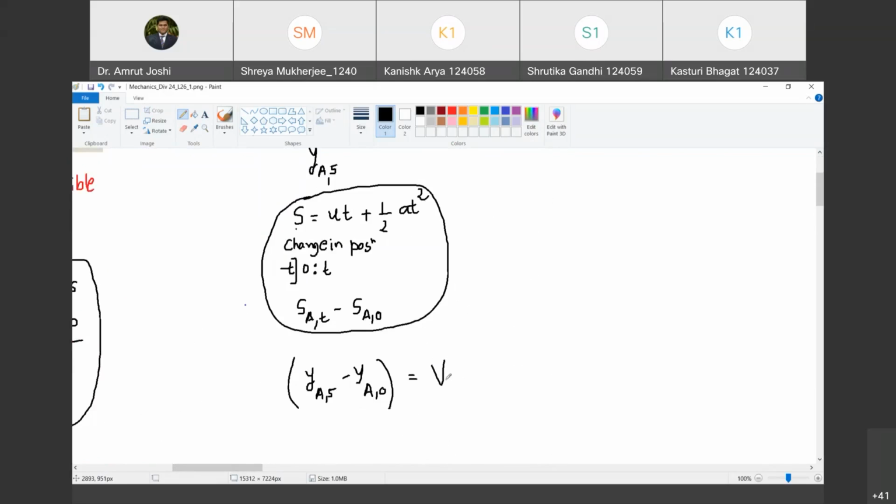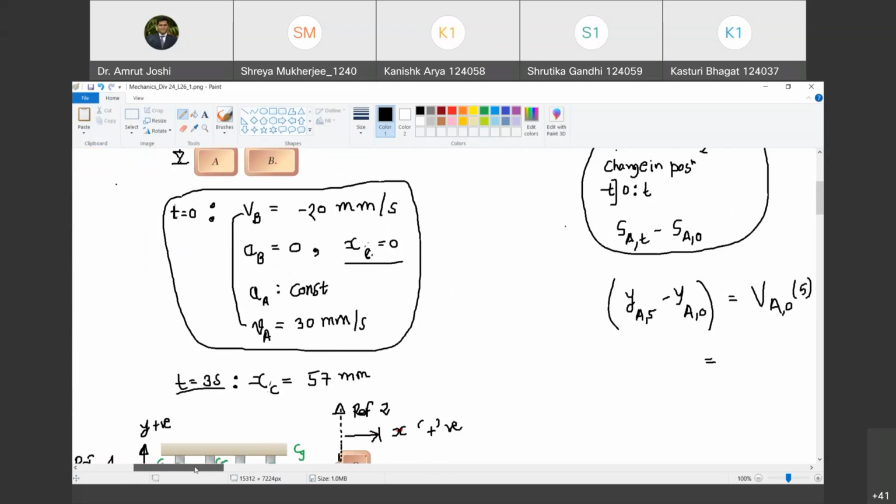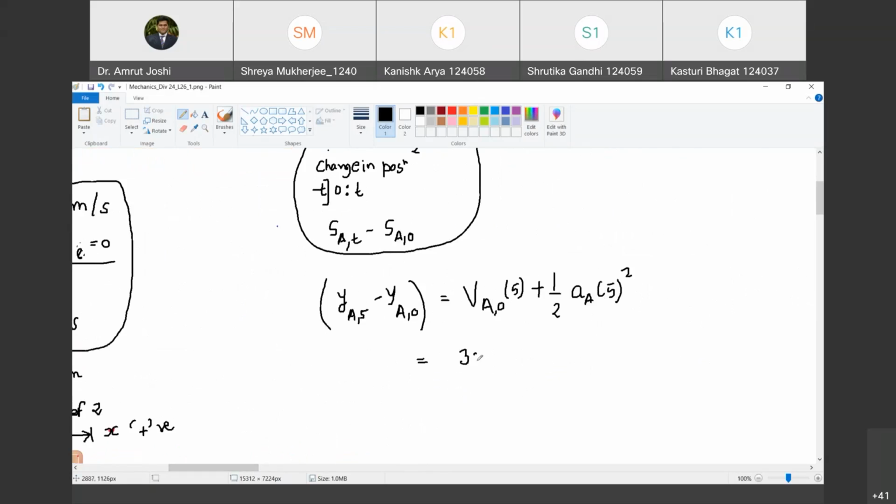ut, that means velocity of block A at time t equal to 0. Happy? Yes, sir. Into t. t is 5 seconds. ut plus half acceleration of block A, it is constant, multiplied by 5 square. Happy? Yes, sir. And that is how much? What is the velocity of block A at the start? 30 mm per second. Yeah. So 30 into 5.